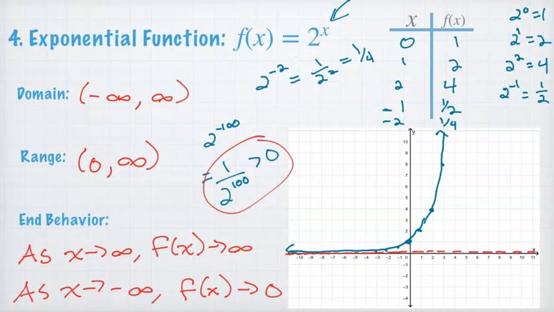These are your 4 main parent functions. Know them, love them, let them be your friends.